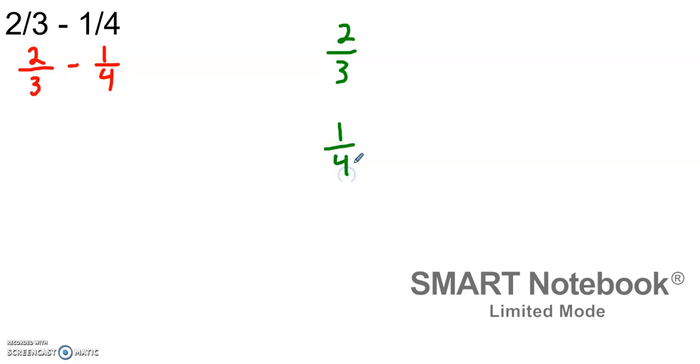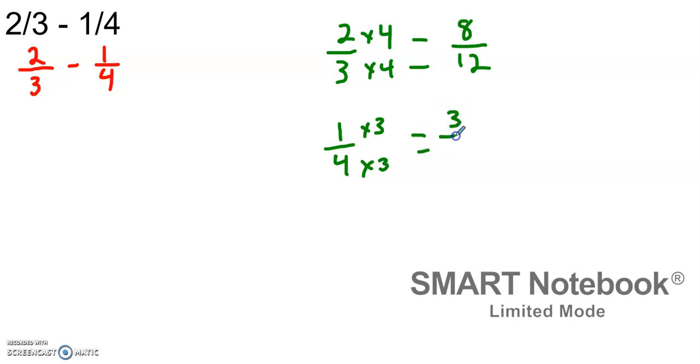For the purpose of this video, we're finding the common denominator by multiplying by the denominator of the other fraction. So this is a 4, so this one is going to be multiplied by 4, both the numerator and the denominator. 2 times 4 is 8, and 3 times 4 is 12. The other denominator from the 1/4 is 3, so I'm going to multiply both of them by 3. So 1 times 3 gives me 3, and 4 times 3 gives me 12. So these are my equivalent fractions.